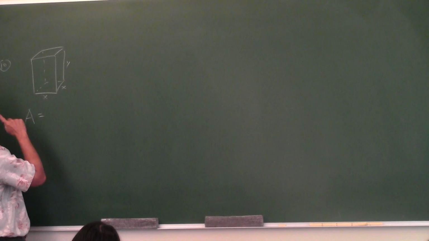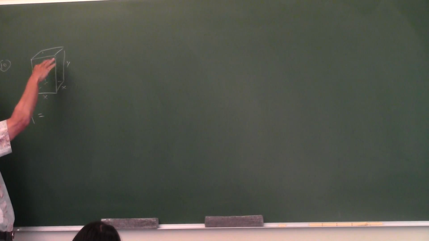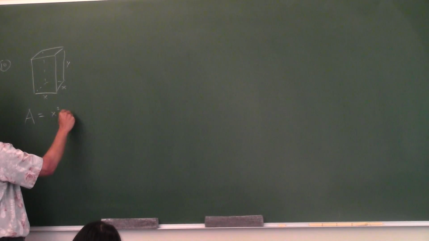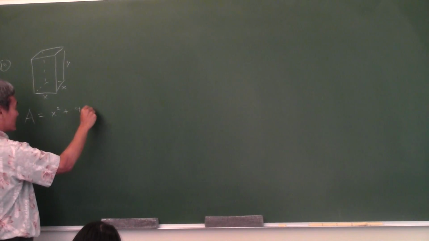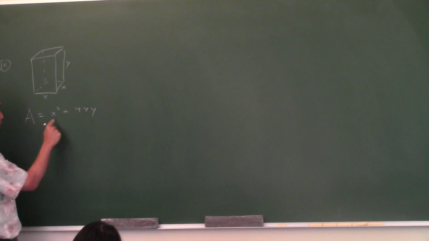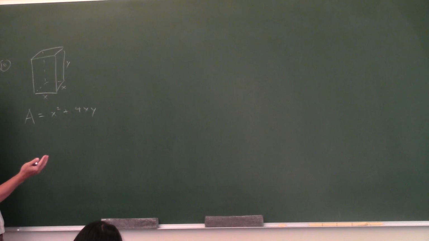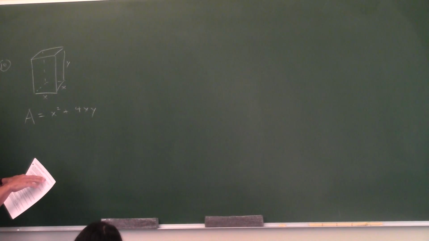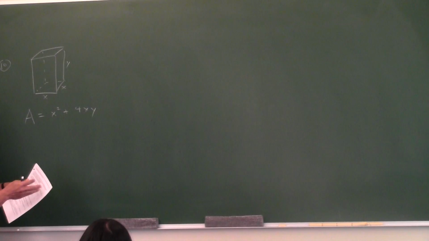So what is the surface area of this box? It's an open top box. There's no top. x squared plus 4xy. But the problem is we have two variables here. We have to get rid of one of these variables. And that's why they give you this other information. The volume of the box is 4 cubic feet.